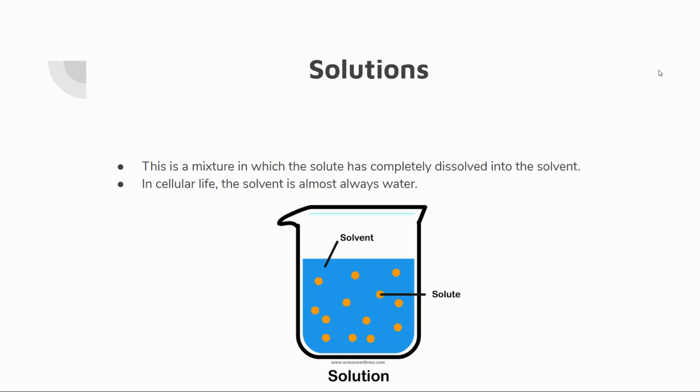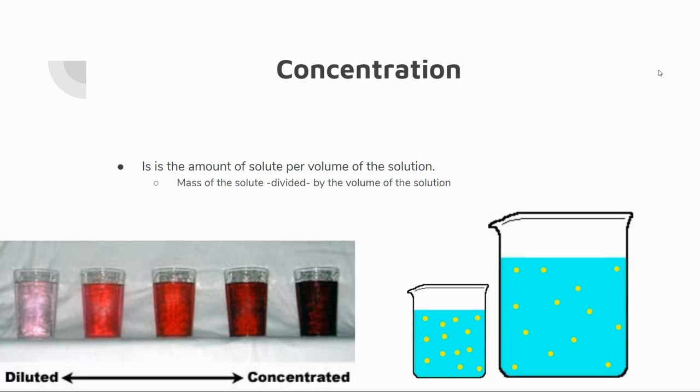All right, so again, solutions. So solutions are a mixture in which the solute has completely dissolved in the solvent. In cellular life, the solvent is almost always water. And this is going to be important when we talk about concentration gradients here in just a minute. So what is concentration? Well, concentration is the amount of a solute per volume of the solution. And you can see here's the equation, mass of the solute divided by the volume of the solution.